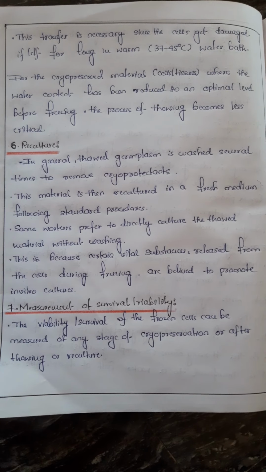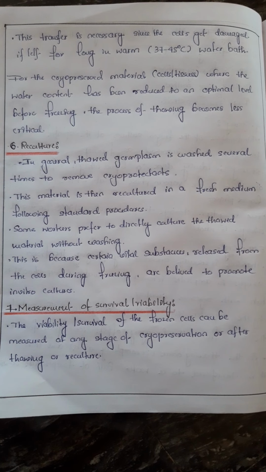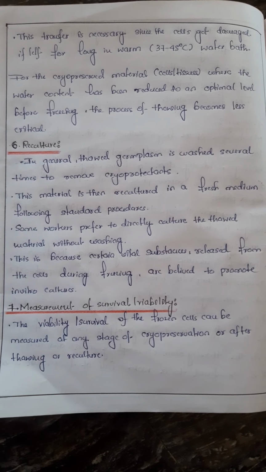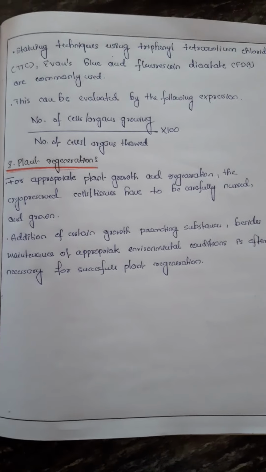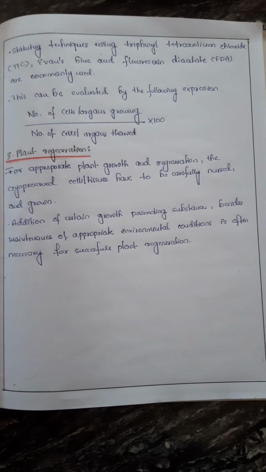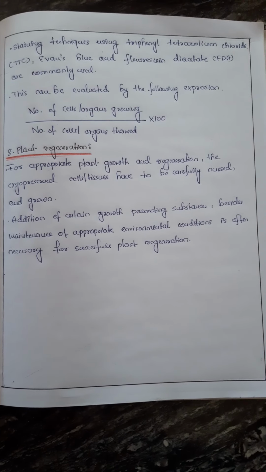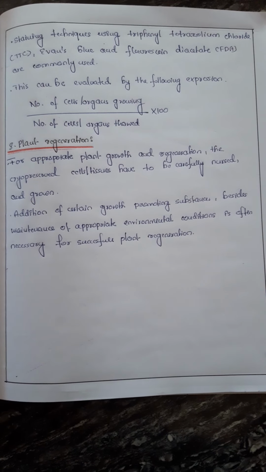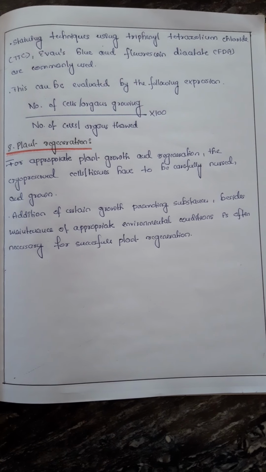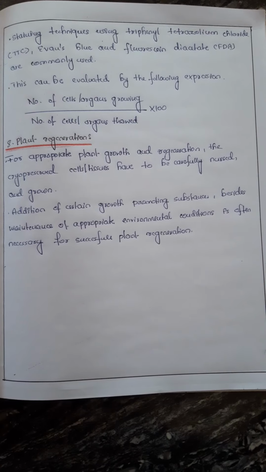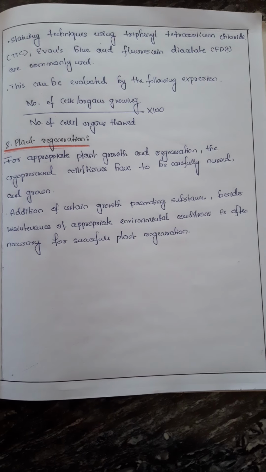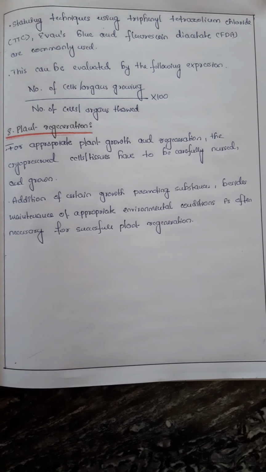Seventh one is measurement of survival and viability. The viability or survival of the frozen cells can be measured at any stage of cryopreservation or after the thawing or reculture. Staining techniques using triphenyl tetrazolium chloride (TTC), Evans blue, fluorescein diacetate (FDA) are commonly used. This can be evaluated by the following expression: number of cells or organs growing divided by number of cells or organs thawed, into 100.